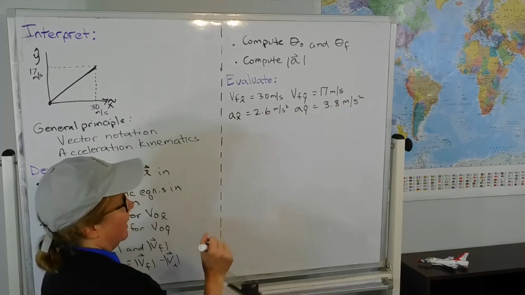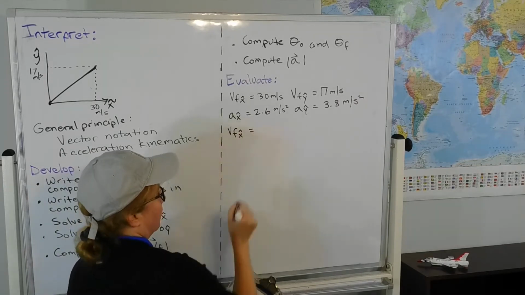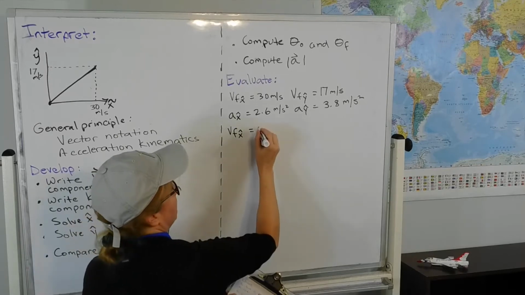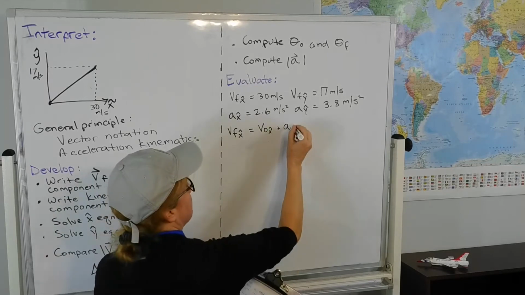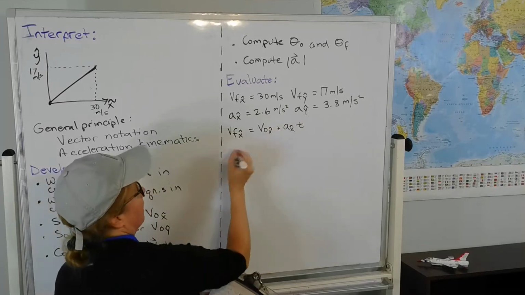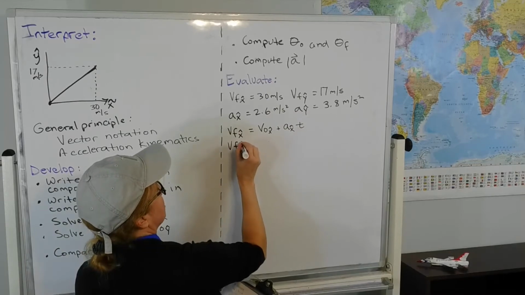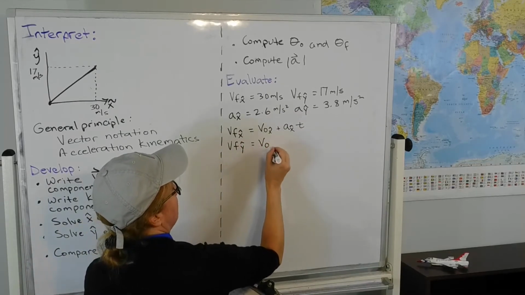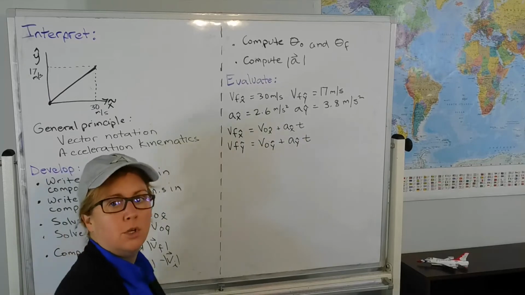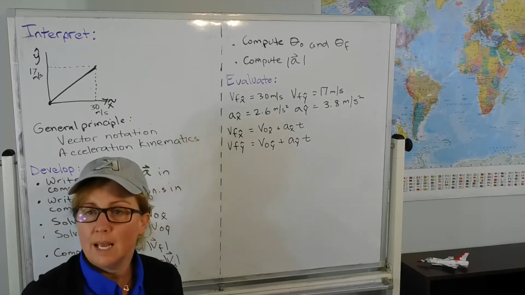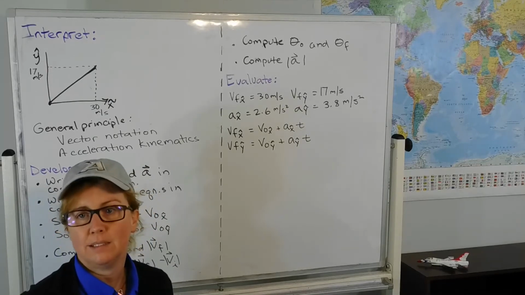Now let's write down our kinematic equations in component form. The final velocity in the x direction is going to be the initial velocity in the x direction plus the acceleration in the x direction times time. Similarly, the final velocity in the y direction is going to be equal to the initial velocity in the y direction plus the acceleration in the y direction times time. So you'll notice these equations are essentially the same, they're just isolated to the x and the y directions so that we can work separately and then put it back into vector form.